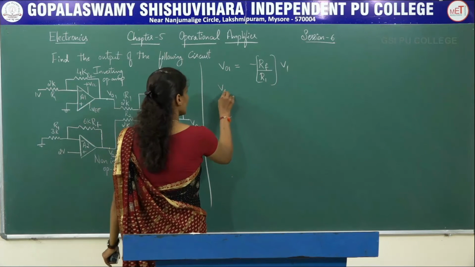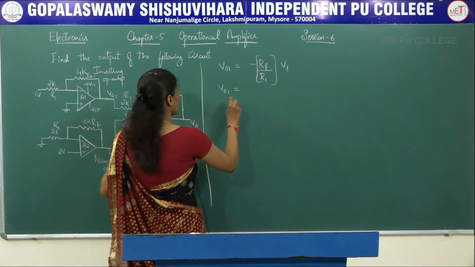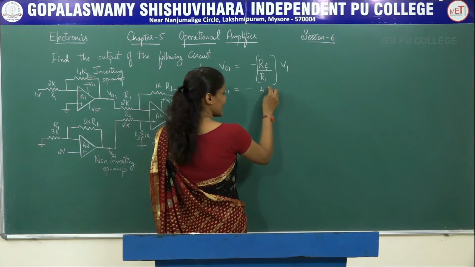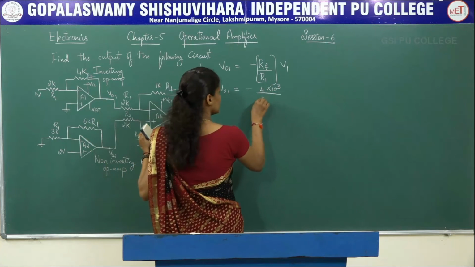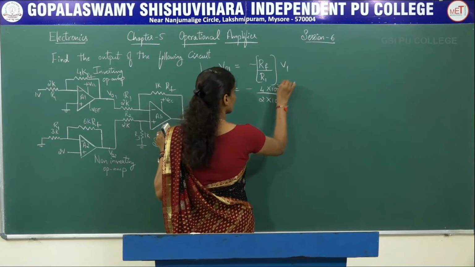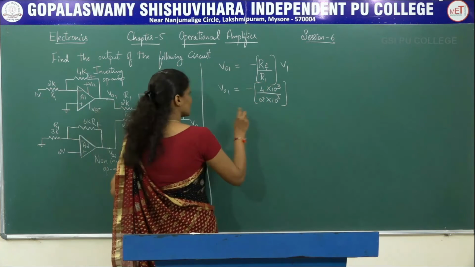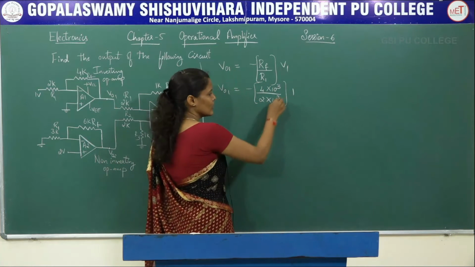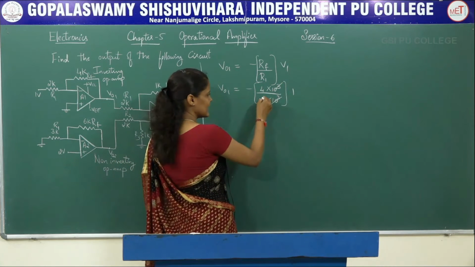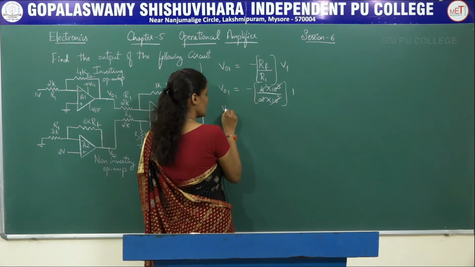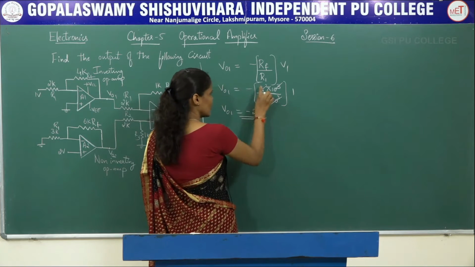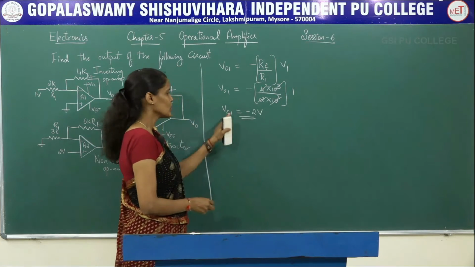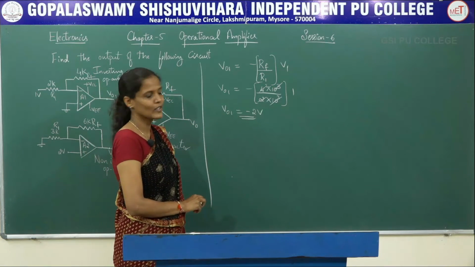So V01 equals minus 4K, K meaning into 10 to the power of 3, divided by 2 into 10 to the power of 3, times the input voltage, which is given as 1. So 10 power 3 is getting cancelled. 2 ones are 2, 2 twos are 4. V01 equals minus 2 volts. 2 into 1 is equal to 2. So V01 is minus 2 volts.